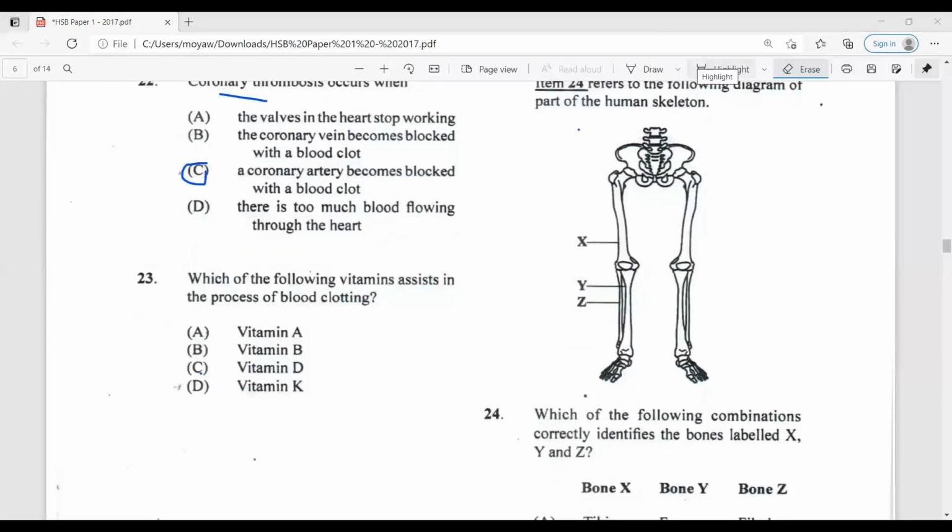Question 23. Which of the following vitamins assist in the process of blood clotting? So we have A, vitamin A, B, vitamin B, C, vitamin D, and D, vitamin K. Vitamin A is going to help to give us good vision and also healthy skin. Vitamin B is going to aid in respiration. Vitamin D is going to help in the formation of bones and teeth. It is also going to aid in the absorption of calcium and phosphorus in the ileum. And then vitamin K is definitely going to help us in blood clotting. That's the function. It aids in blood clotting.